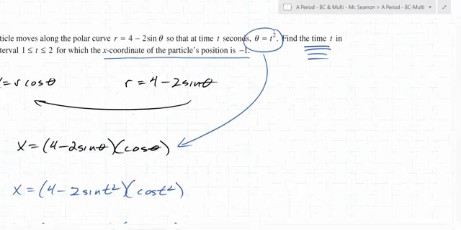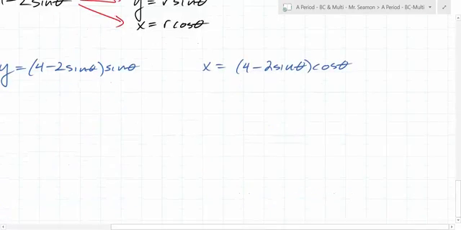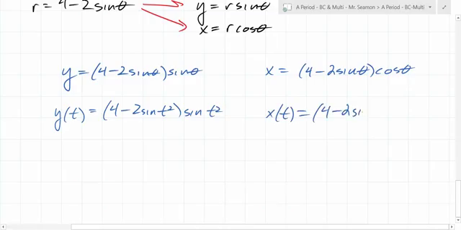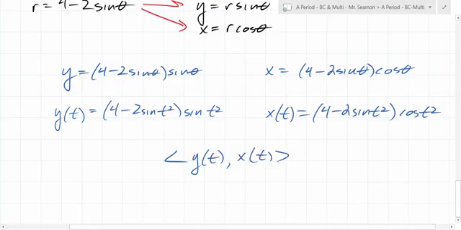We know theta is equal to t squared. So then you're taking this in and you go, okay, so you know y in terms of t is equal to 4 minus 2 sine t squared sine t squared, and x of t is equal to 4 minus 2 sine t squared cosine t squared, right? So what is the position vector? There it is. You could just write it like this if you wanted to. That's fine. They will read your work, right? So there's your position vector.